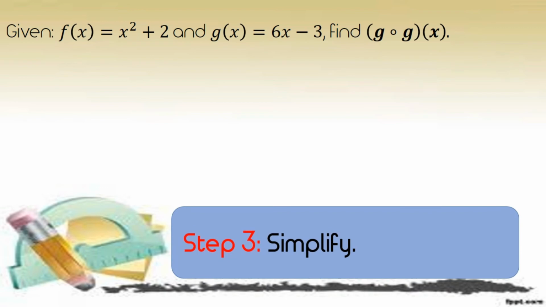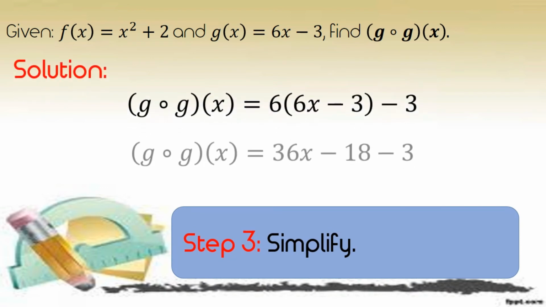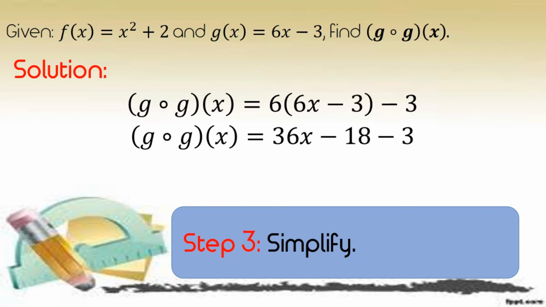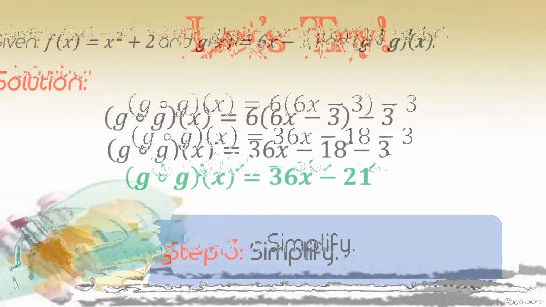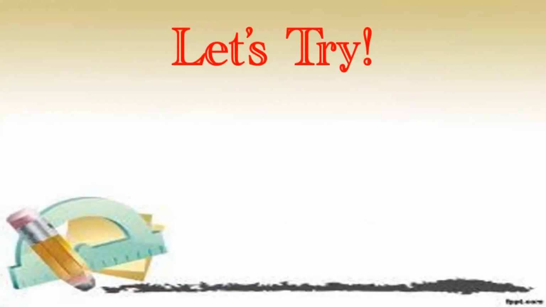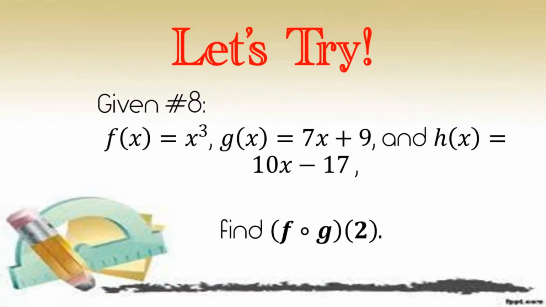And to simplify for the last step, we're going to distribute 6 to the parenthesis 6x minus 3. So that will result to 36x minus 18 minus 3. And for the last, we have to combine like terms to get the final answer, which will be equivalent to 36x minus 21.